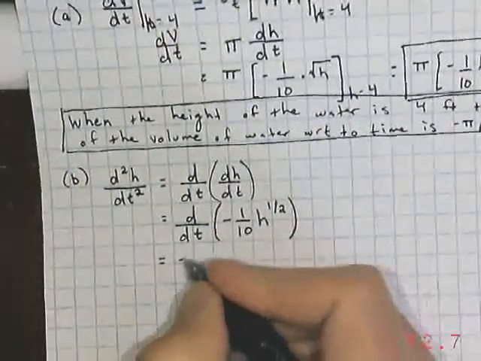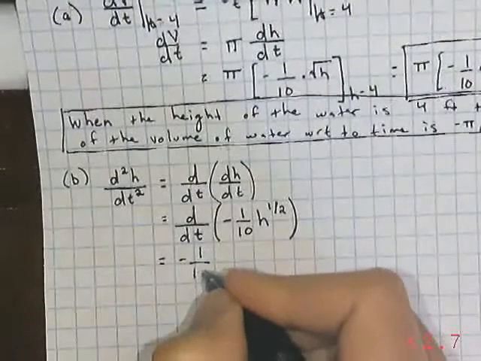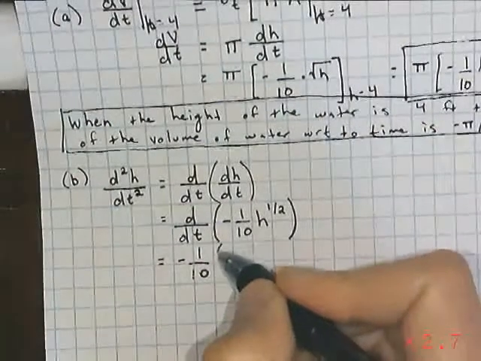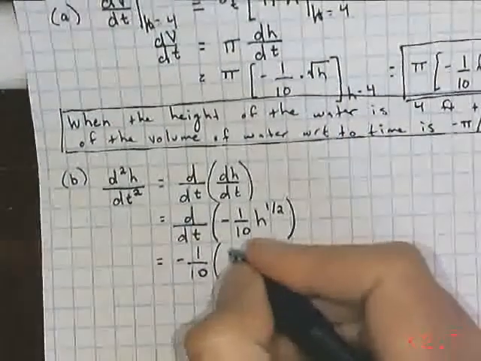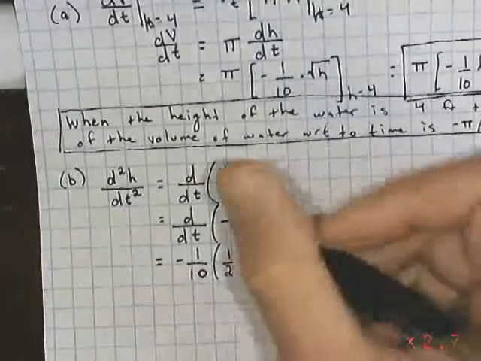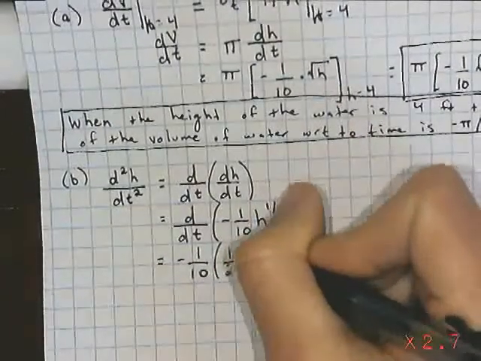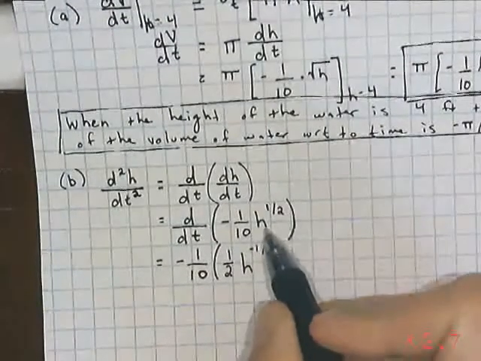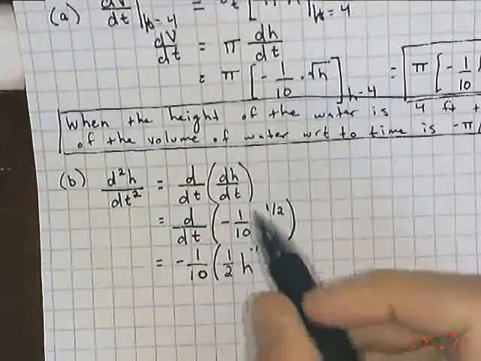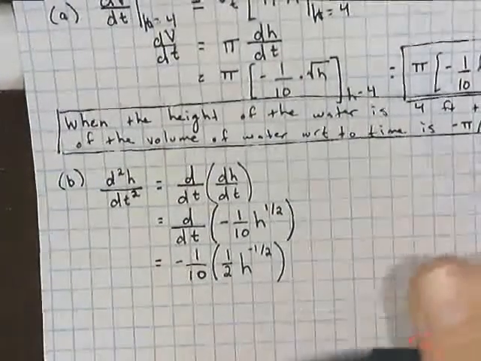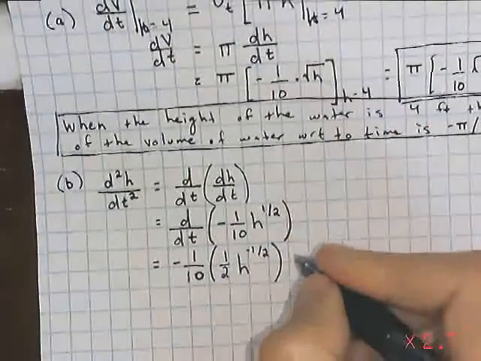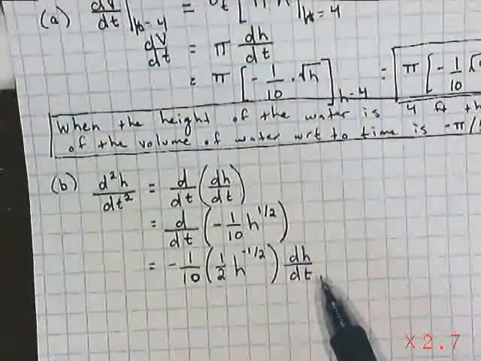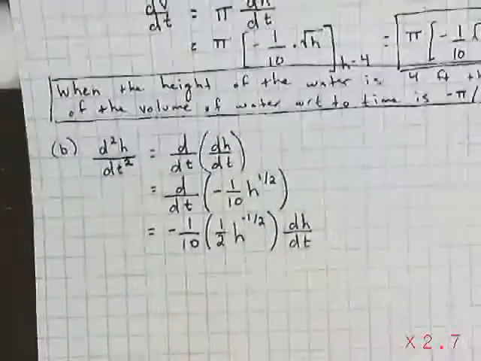So this will be negative 1/10. The derivative of h to the 1/2 is 1/2 h to the negative 1/2. Then we have to remember this is not just a variable. H itself is a function of t. The height is changing. So we need the chain rule and get dh/dt. Some implicit differentiation going on here. All right, let's start to clean this up a little bit.